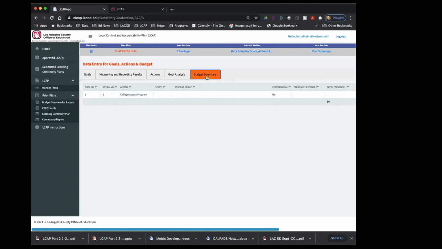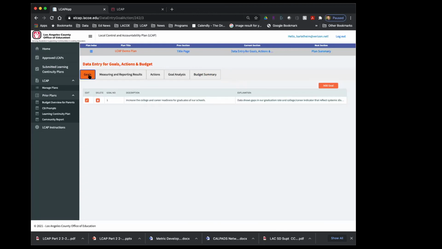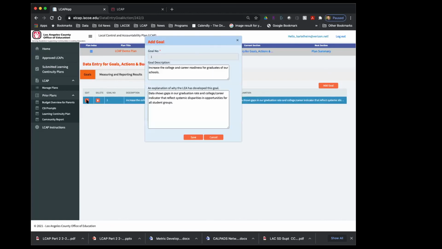This is actually automatically generated. There's nothing to input here. So when you get started with the new goal, and I'm going to just show you the one that I created here, it's pretty straightforward. In the system, you'll click on add a new goal. The system automatically generates a number for the goal.